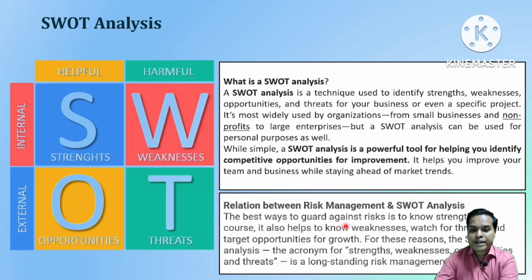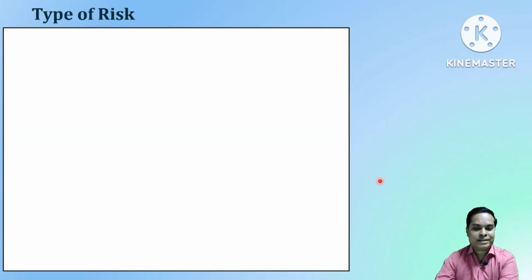The best way to guard against risk is to know the strength. Of course, it also helps to know the weakness, watch for threats, and target opportunities for growth. For this reason, SWOT analysis, the acronym for strength, weakness, opportunity, and threat, is a long-standing risk management essential. So now I think you understand that if we are studying risk management, we need to know SWOT analysis, and there is a very good inner relationship between risk management and SWOT analysis. Otherwise, without enough study of SWOT analysis, we cannot go into depth on risk management.